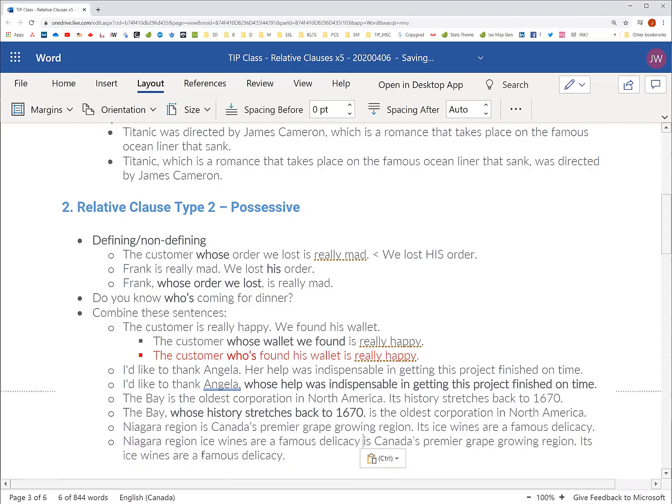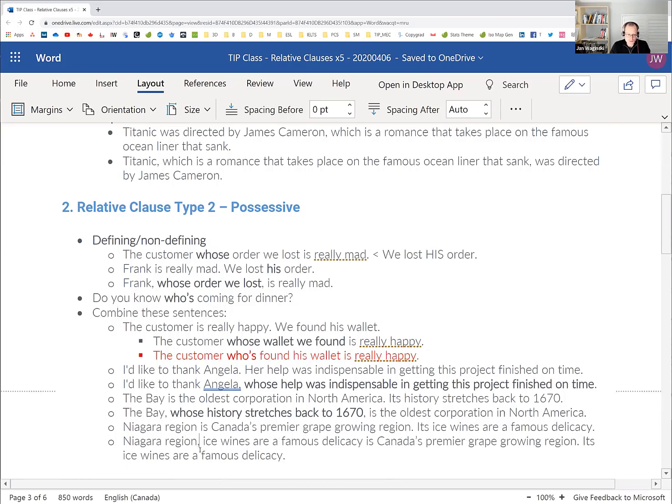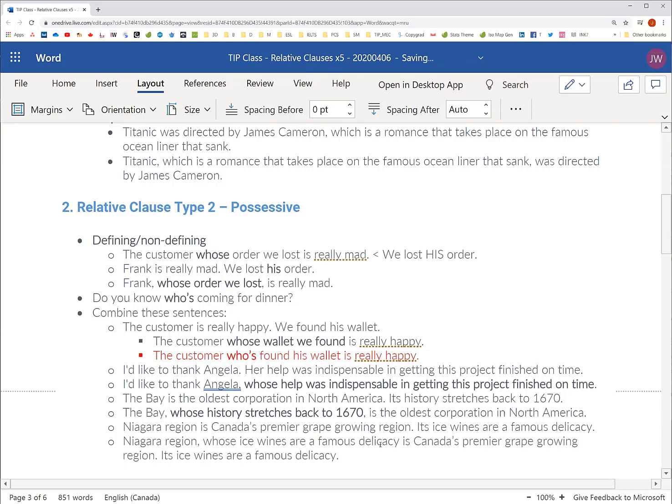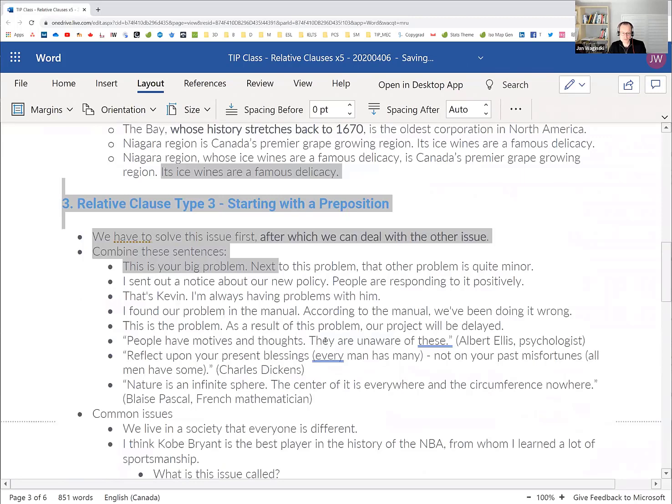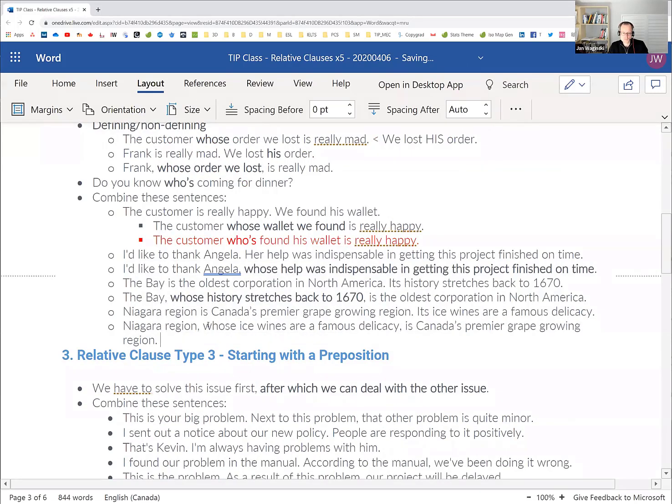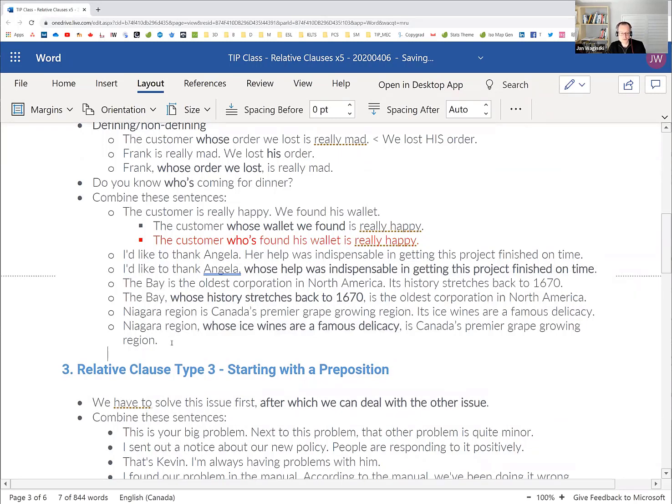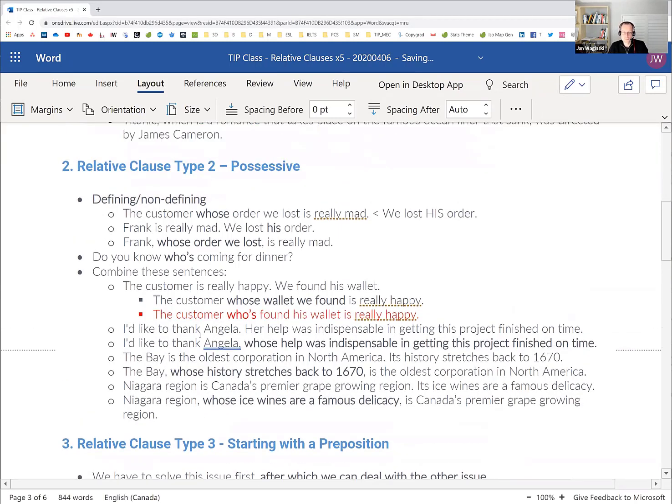Good. I think you said this. Niagara region, whose ice wines are a delicacy. Very nice. Here we go. Any questions about this type? Pretty easy, right? It's quite common, and it's really easy, especially because there's only one format for the relative pronoun.